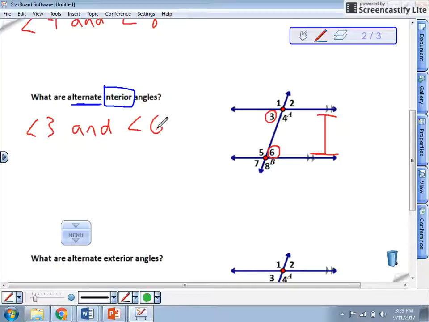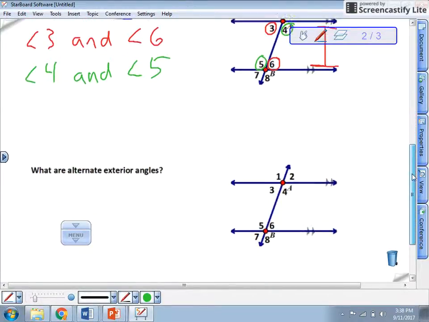What would be the other set? Well, if I looked at four, that would go with five. So angle four and angle five. Those are alternate interior angles: alternate sides of the transversal, in between the parallel lines.